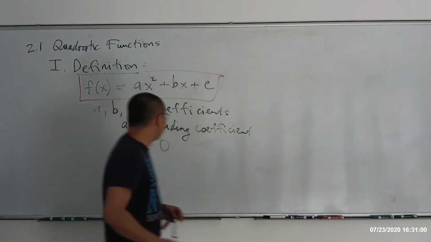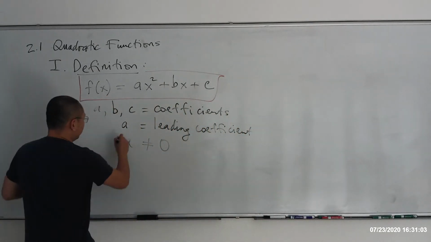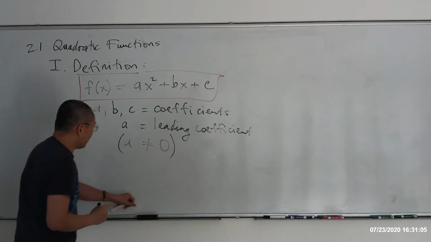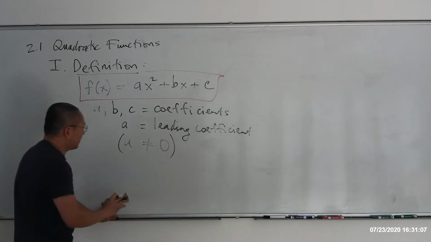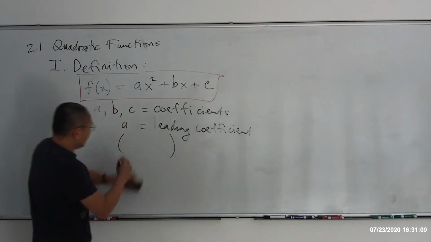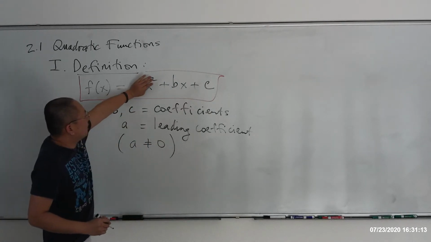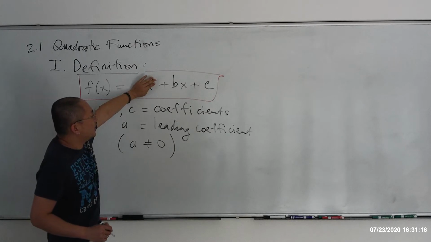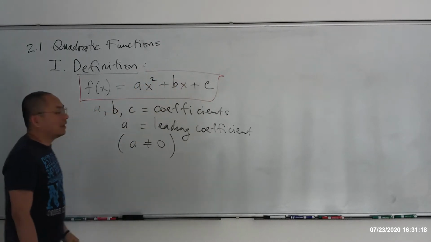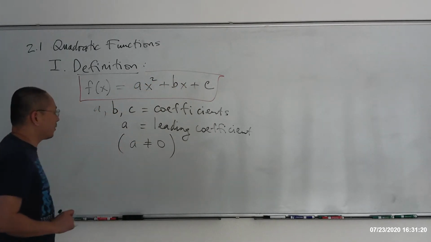You guys see why? If a is equal to 0, I'm not sure if you can see it because the marker is out of green, so let me erase it and rewrite it. a has to be non-zero. Because if a equals 0, we don't have the x squared term anymore. It becomes bx plus c, which is the linear function, a straight line, not quadratic anymore.